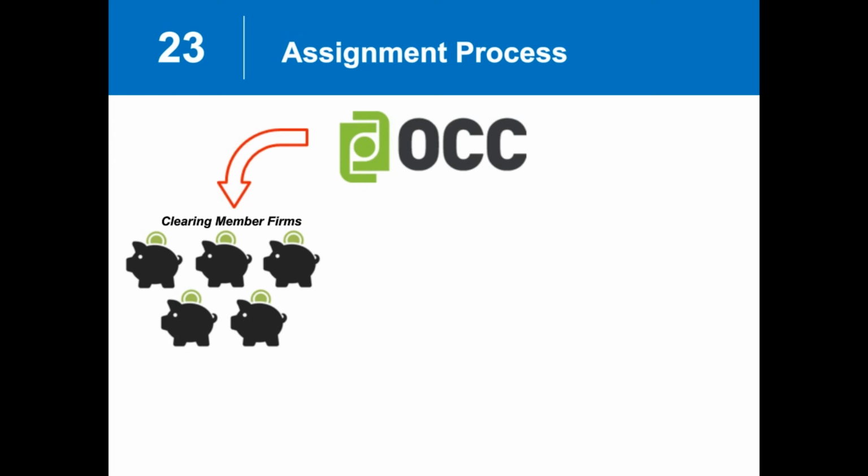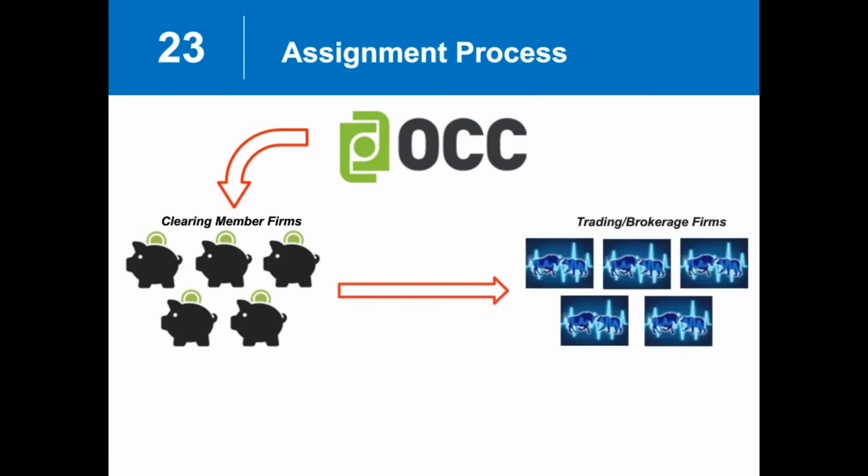So what the OCC is going to do is they will randomly assign a clearing member firm, who will then randomly assign a trading firm, who will then randomly assign an investor that has a short option position.